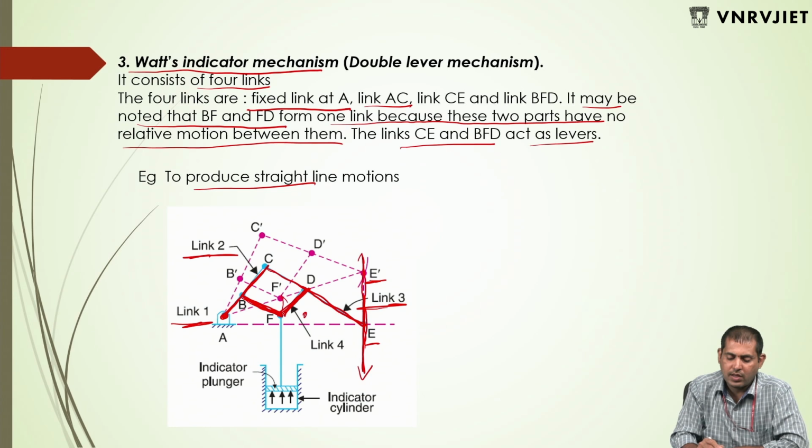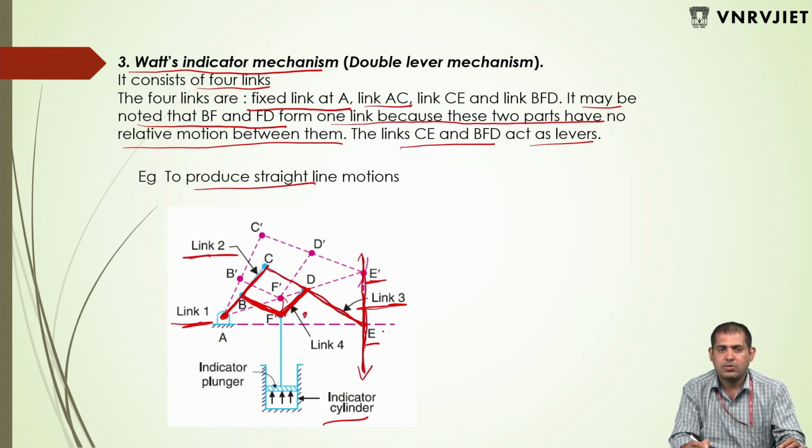Here the movement of point F is produced by some cylinder. By this way it will move up and down. With the help of this we are going to produce the straight lines.